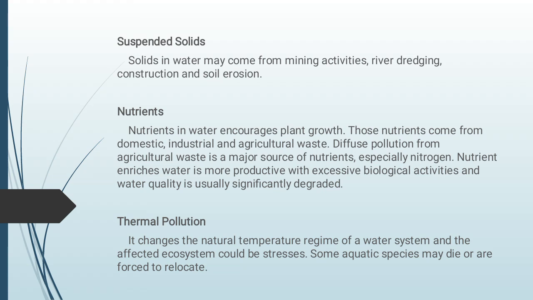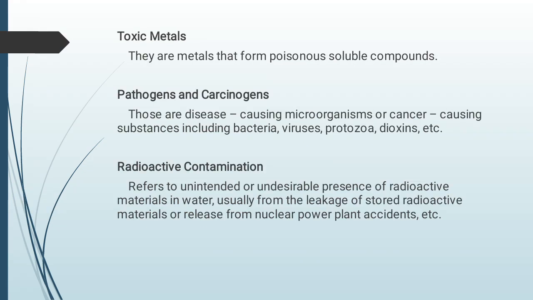Thermal pollution. It changes the natural temperature regime of a water system, and the affected ecosystem could be stressed. Some aquatic species may die or are forced to relocate. Toxic metals. They are metals that form poisonous soluble compounds. Pathogens and carcinogens are disease-causing microorganisms or cancer-causing substances, including bacteria, viruses, protozoa, dioxin, etc.